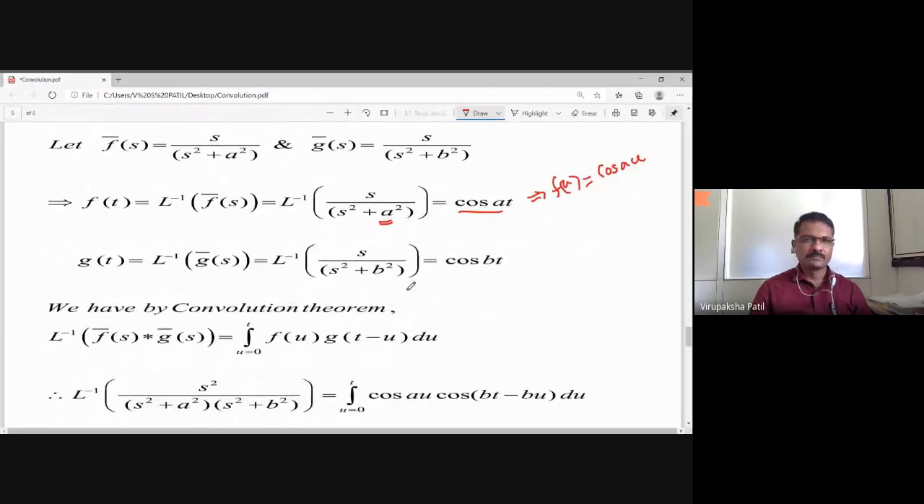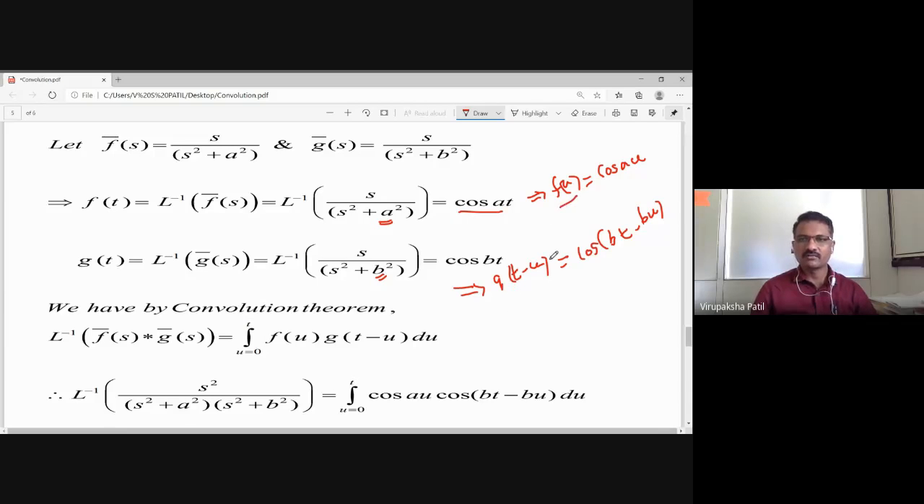The next, g of t you have to calculate, that is L inverse of g bar s is equal to L inverse of s divided by s square plus b square. In place of a, you are having b here as the constant term, so you can write this one as cos bt. G of t is cos bt, so what does g of t minus u become? Wherever t is there, you have to change t to t minus u, so it becomes cos of bt minus bu.